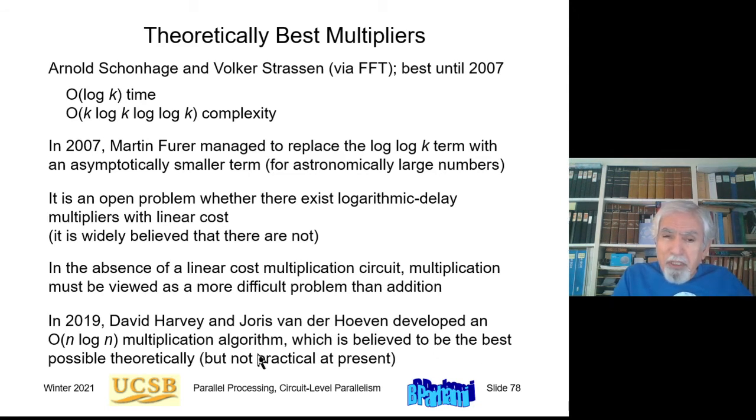Unfortunately, this best possible asymptotic algorithm is not practical because large constants are hidden in this asymptotic notation, so you can't actually use this to develop circuits. Our circuits will basically be order log k time and either order k squared complexity for a practical circuit, or a little bit less than order k squared.